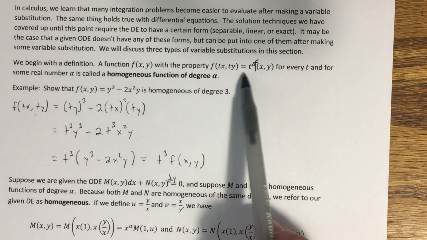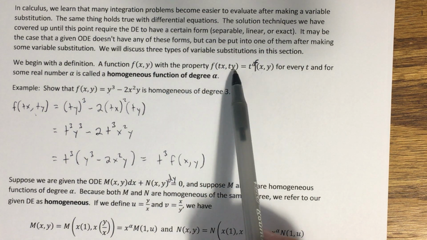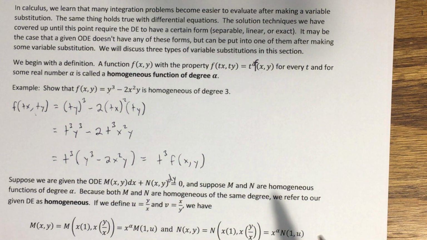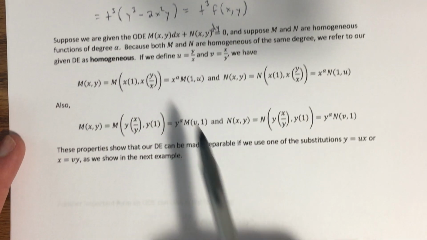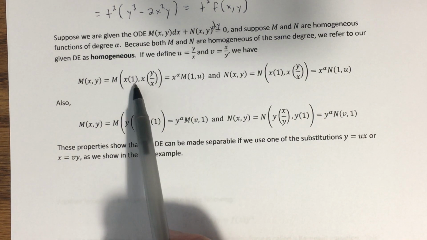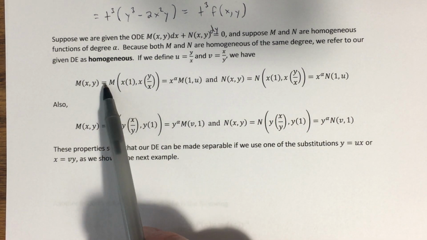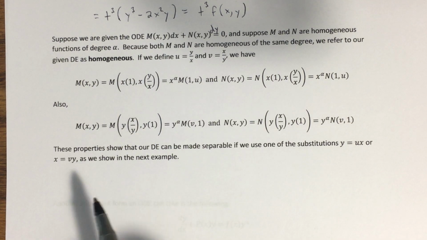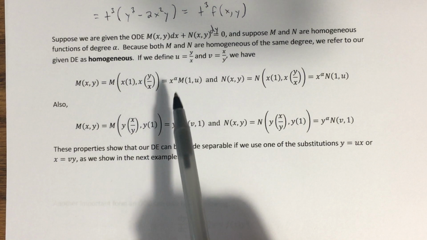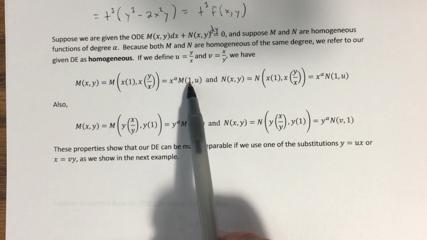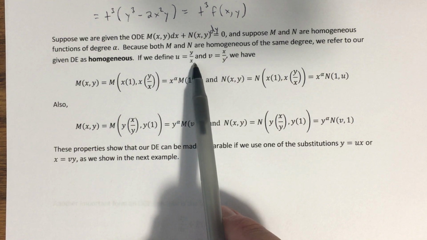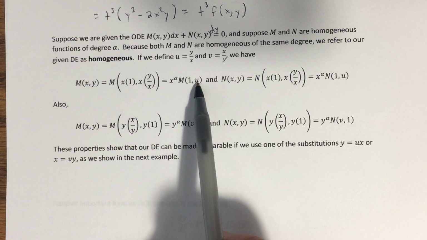Because this definition implies that this property is true for all values of t, including assigning another variable to that, x. So writing it this way allows me to pull that x out because this is a homogeneous function of degree alpha, and it comes out as x to the power of alpha. What would be left? Well, the 1, which we see here, and y over x. But if I were to call y over x u, then this becomes M of 1, u.